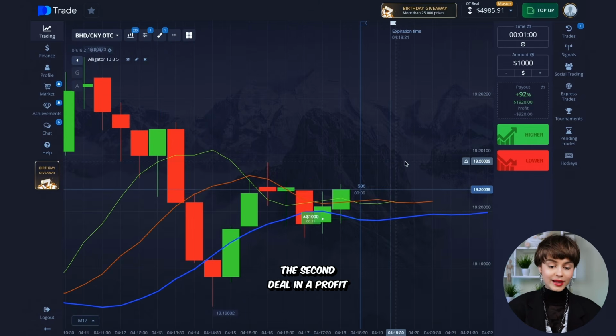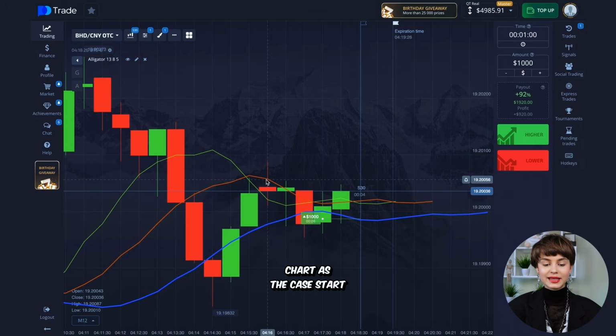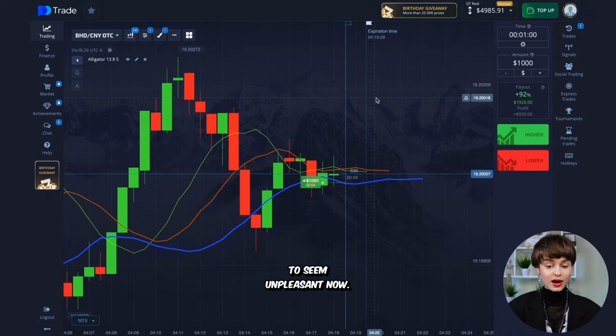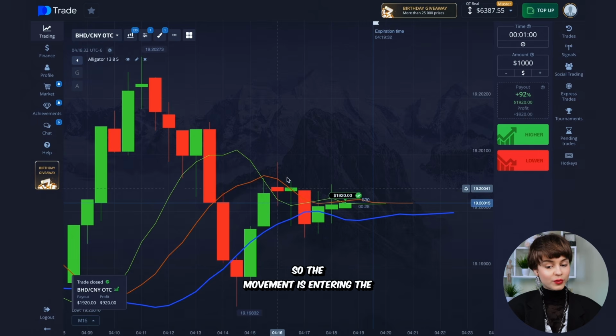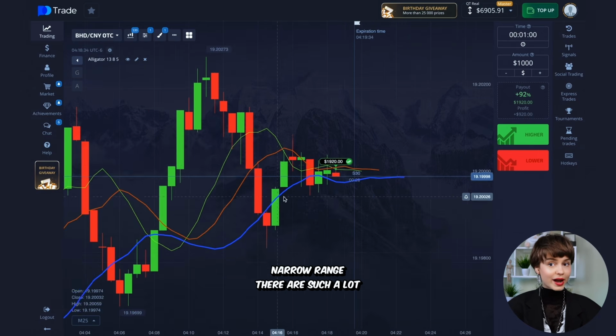Let's close the second deal in a profit and we'll be looking for another chart as the case starts to seem unpleasant now. The movement is entering the narrow range.